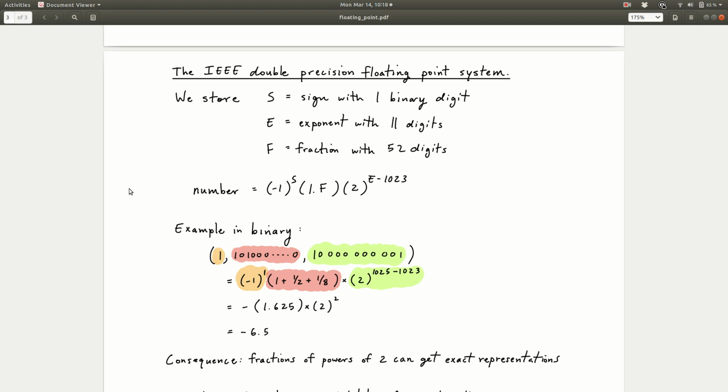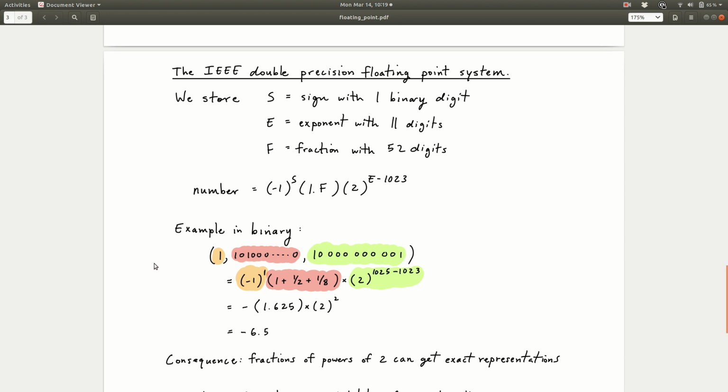All right, a consequence of this representation in binary format is that fractions of powers of 2 can get exact representations. So if you want to represent the number 1/2, you're going to be able to represent it exactly because you'll set this to a 1, the rest to zeros, and then pick this number so the exponent ends up being 1023 minus 1023. And pick this to be 0, so you get a positive, and you'll get a half back. So you can represent fractions of powers of 2 exactly in this IEEE double precision binary floating point system.